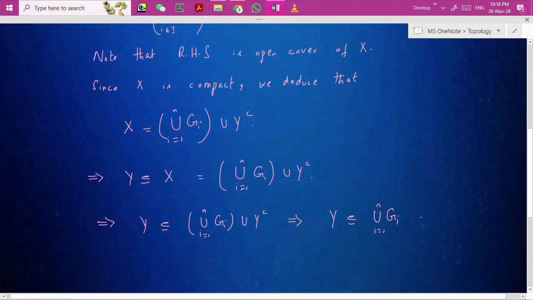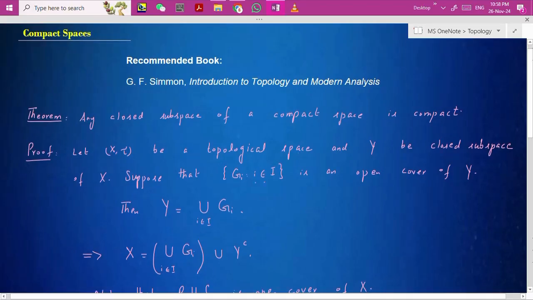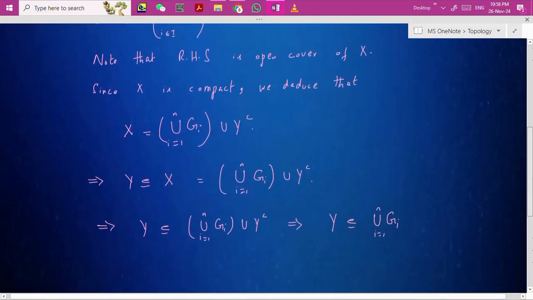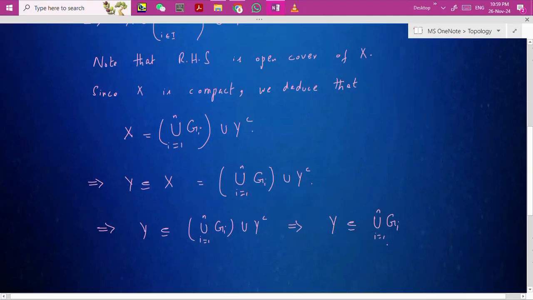Each G_i is a subset of Y because each G_i is open in Y. So all the sets G_1, G_2, up to G_n are subsets of Y, and their union of G_i, i from 1 to n, is also a subset of Y. Ultimately we have Y equal to the union of G_i, where i is from 1 to n.